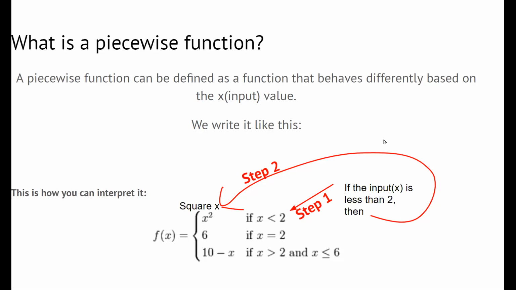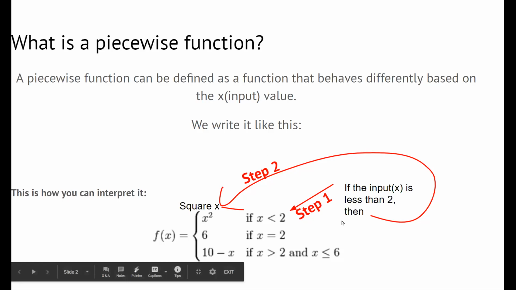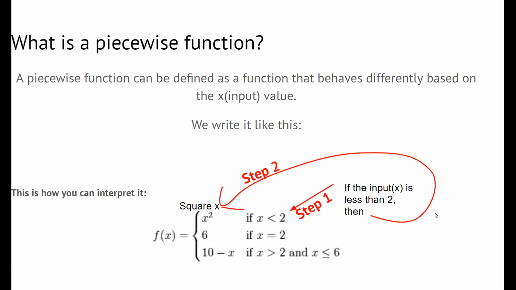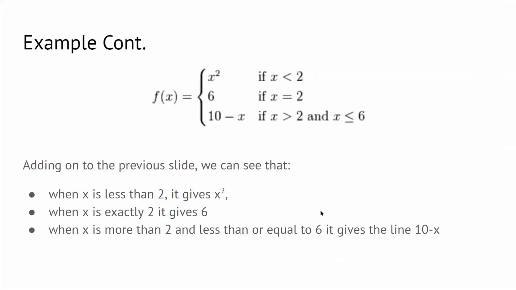So you have to gauge and size up where x, your input value, falls here. So if it's less than 2, then x squared would be the function, and so on. And yeah, this is just a continuation of the previous slide.